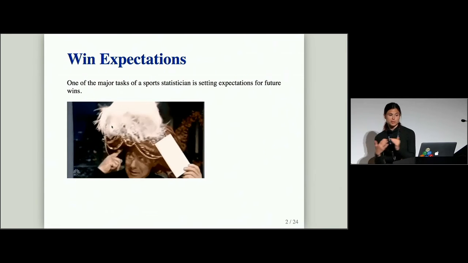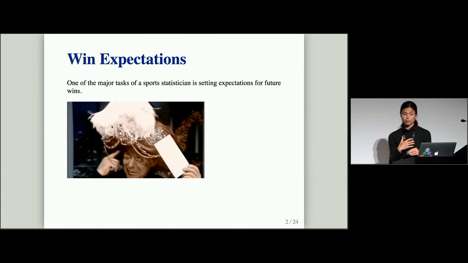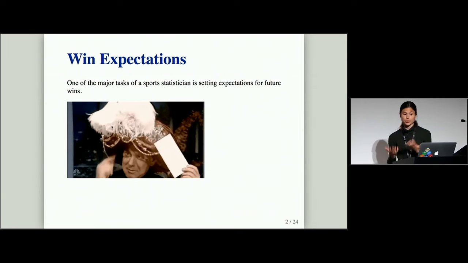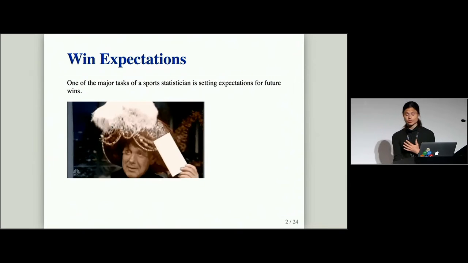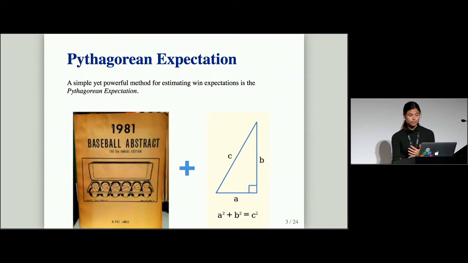So this particular section, again, we'll see it's a theme that a lot of the sports problems are interested in setting expectations about performance outcomes. And in particular, we're often interested in knowing about future wins and which teams are most likely to win. There is one particular way of specifying long-term win expectations in sport that's become known as the Pythagorean expectation.